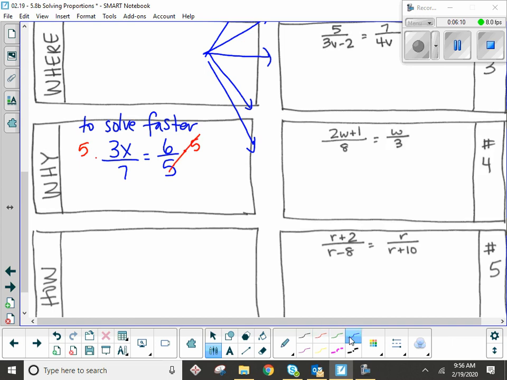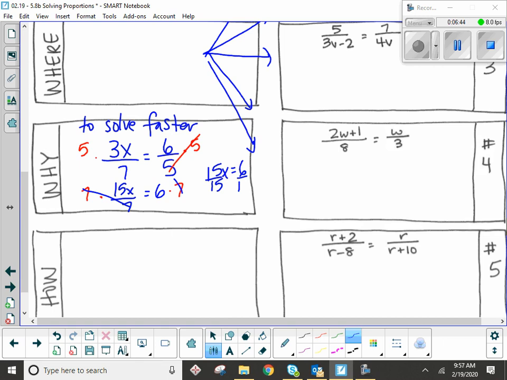And then I would have 15x over 7 equals 6. And then you would say, I still have another denominator. So now I'm going to multiply both of those sides by that 7 to get rid of it. And so then that would give you 15x equals 6. And then now you can divide both sides by 15.